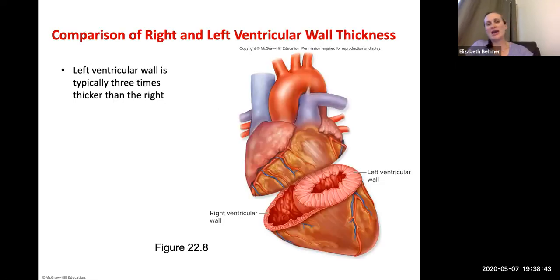And this is just a look at a comparison of the right and left ventricular walls, showing how the left ventricular wall is really the powerhouse, or the stronger of the two lower chambers, because when it contracts, its blood has to really make it all the way through the entire systemic circulation to bring blood supply to the tissues.